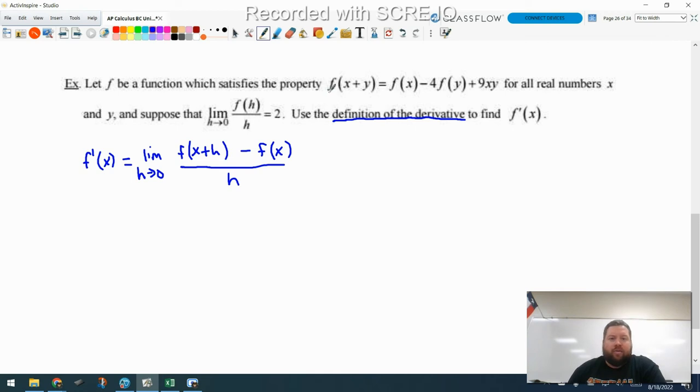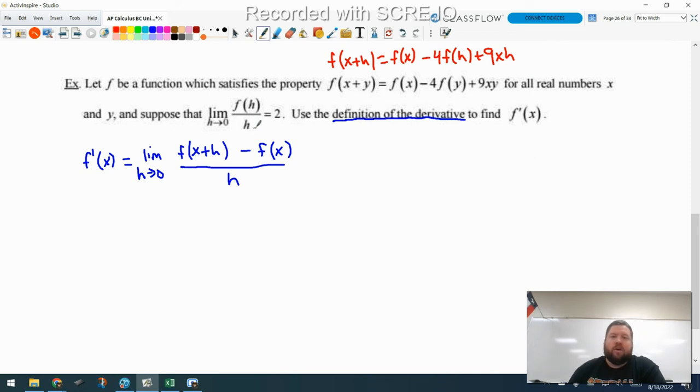The other thing is this, I haven't used this. So I see something that looks very close. This is f of x plus y, and I have an f of x plus h. So remember that variables are just placeholders. You can put whatever letter you want there. So instead of f of x plus y, let's say this is f of x plus h. So what would that change over here? That would mean basically all of our y's are going to turn into h's. So I'm going to get f of x, and I'm going to get minus 4 f of h. Ooh, that's exciting, right? We wanted an f of h, and now we have one. And then plus 9xh, like that.